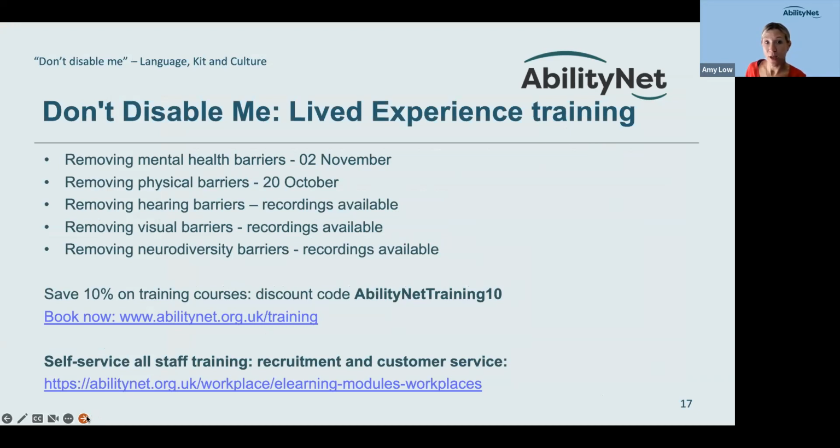So yes, Adam's leading the mental health barriers one, and our colleague Alex is the physical barriers session, and we've got recordings available for you. You had your most recent session last week, didn't you, Gizzy, removing hearing barriers, and Addy on visual barriers, and then we've also got a session around neurodiversity, which was led by our colleague Rena. So recordings are available on the website for those.